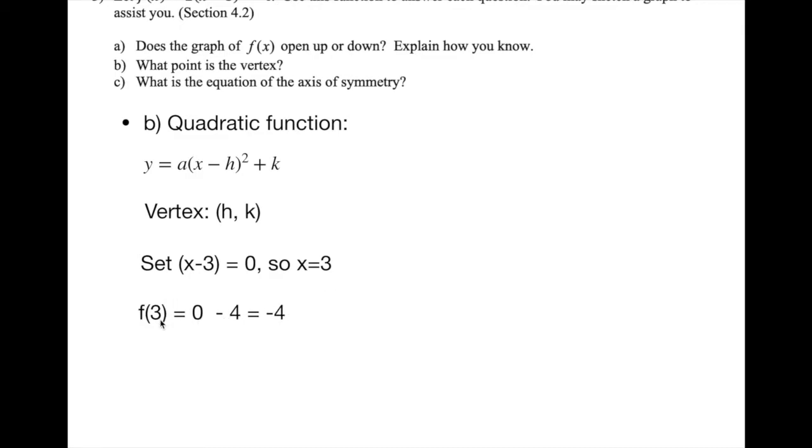So f of x equal to 3 will be the first term here, whatever squared, because it's 0, so the whole term will be 0. So 0 minus 4, which is negative 4. So that's the y coordinate. You get the vertex 3, minus 4.